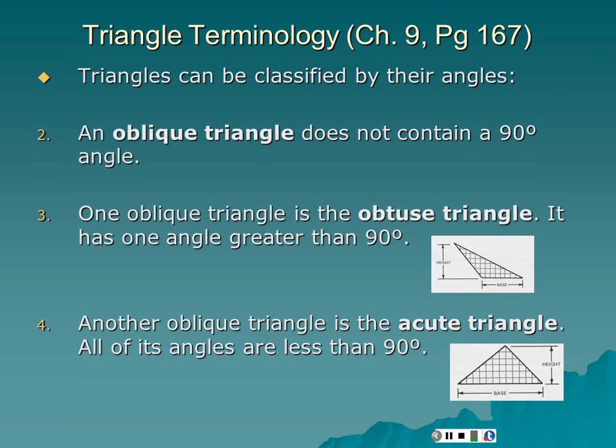Another oblique triangle is called acute triangle, where all of its angles are less than 90. For an example, here, all of the angles are less than 90, but none of the angles are equal. Here, none of the angles are equal, but one of the angles is more than 90, right? So, oblique triangle itself has two different kinds.